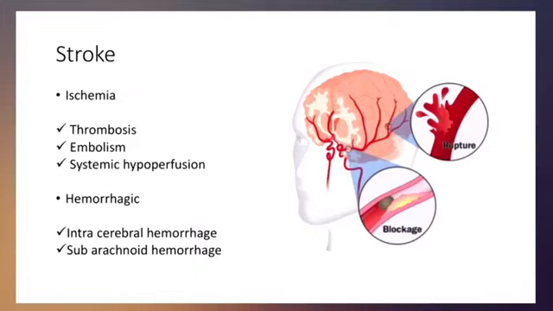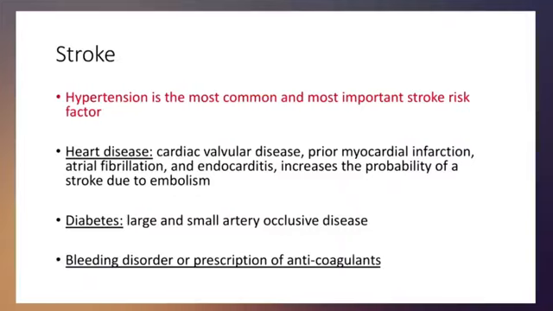Ischemic stroke results from thrombosis, embolism, and reduced blood flow, or hypoperfusion, to the cerebral cortex. And hemorrhagic stroke occurs due to intracerebral or subarachnoid hemorrhage, in other words, rupture of blood vessels in the brain.